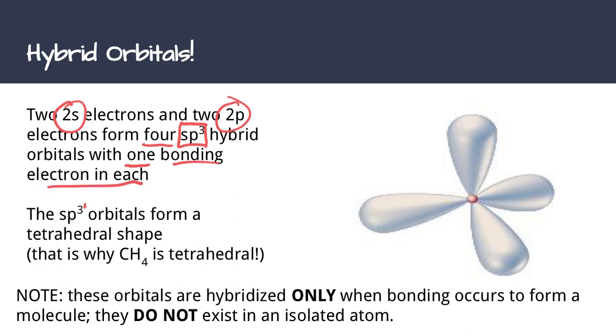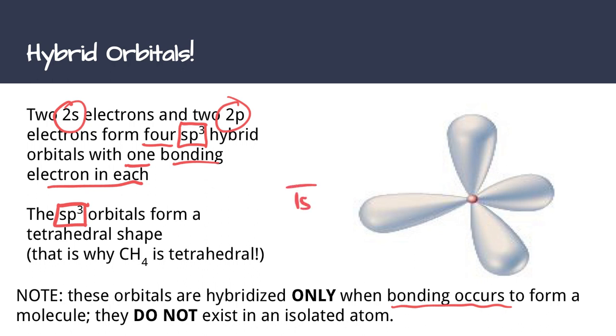So these sp3 hybrid orbitals are what form the tetrahedral shape. Now, really important to note, hybrid orbitals only exist when bonding occurs. So they don't exist in an isolated atom. They only exist when we start getting bonding.